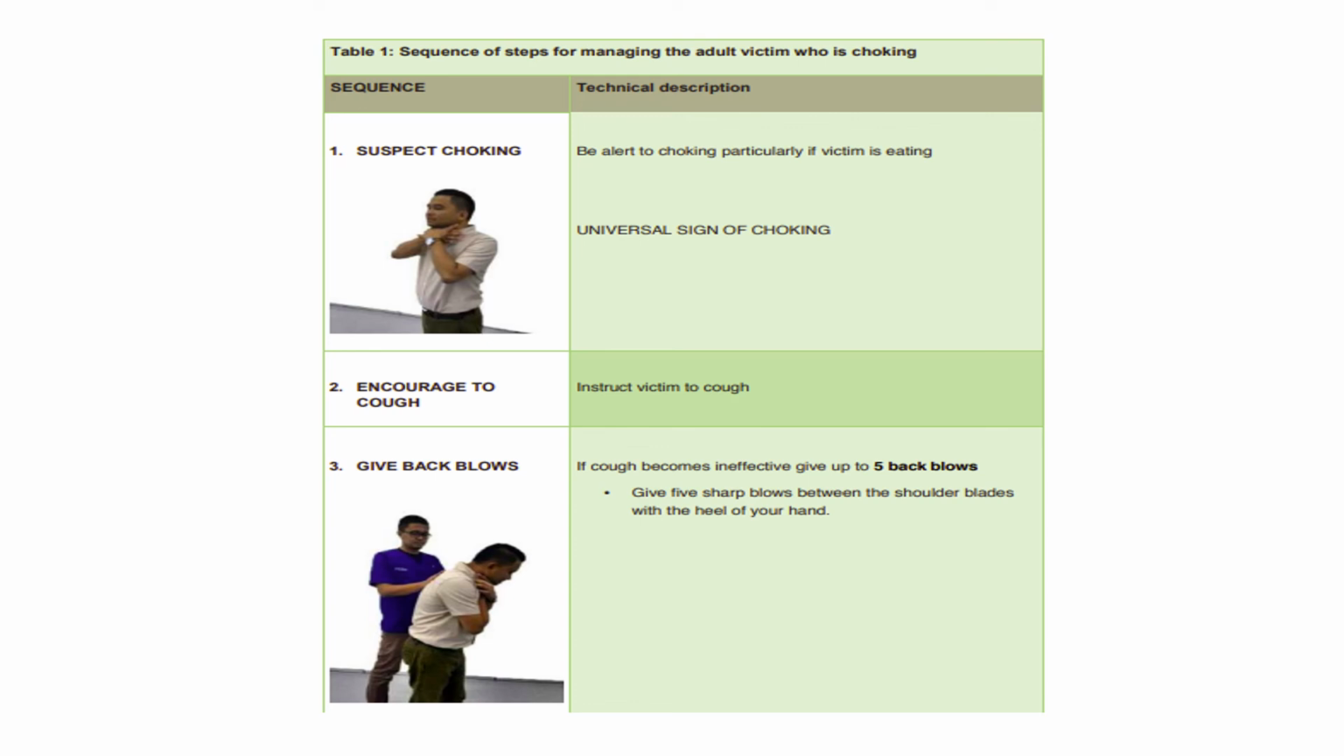So this is the sequence of steps for managing an adult victim who is choking. If you suspect the victim is choking, you should encourage the patient to cough. If coughing becomes ineffective, give up to 5 back blows. Give 5 sharp blows between the shoulder blades with the heel of your hand.